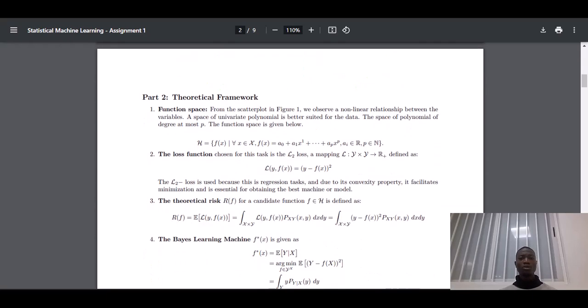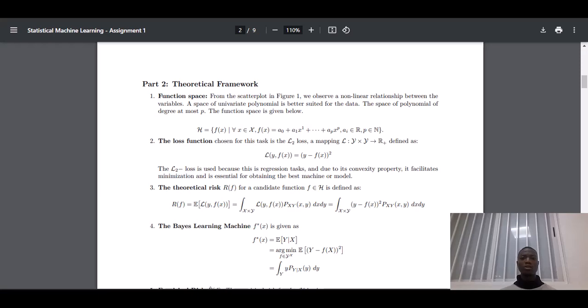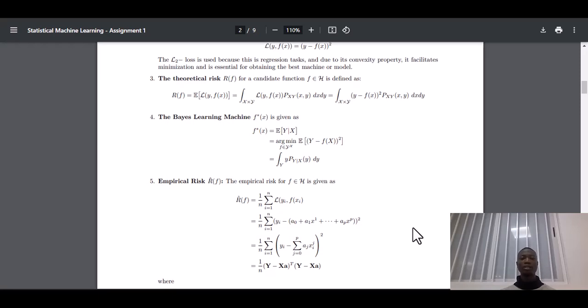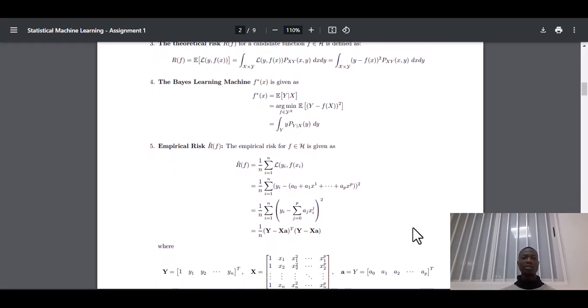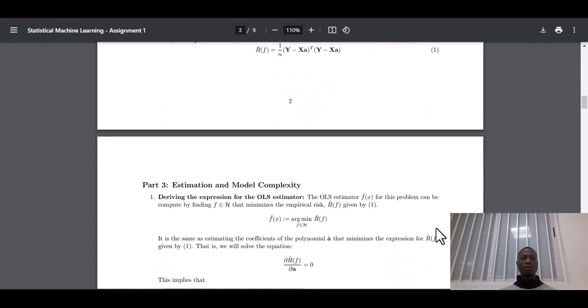So the L2 loss function was used for our regression task, which is advantageous because of its convexity property. It helps to minimize well, which is essential in obtaining the best machine. The theoretical risk is defined. We also have the Bayes learning machine, which is the universal best machine, and the expression for the empirical risk is also given here.